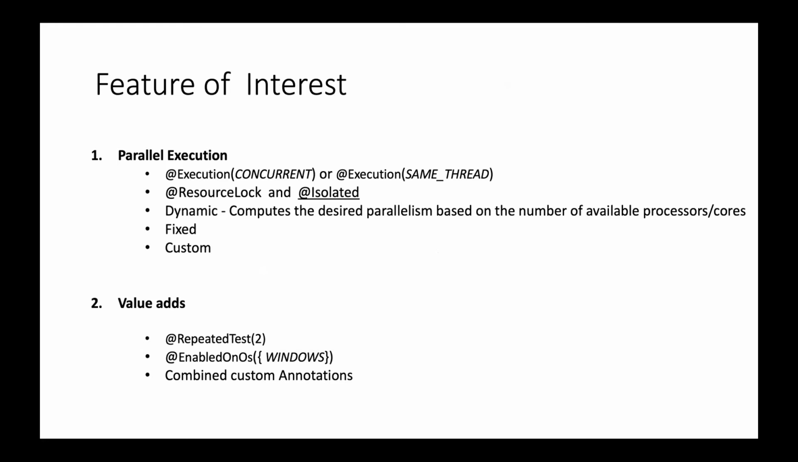In parallel execution, you can have the execution with concurrent or same thread, and it can be configured on class level and method level. What do I mean by that? Let's say you say that your class should run concurrent, but your method should run on the same thread. This means when you do execution, each class will run on a separate thread, but the methods in a class will run on the same thread. And you can do the reverse also, in which your class runs on the same thread, but the methods inside the class run concurrently. And you can have a combination of this.